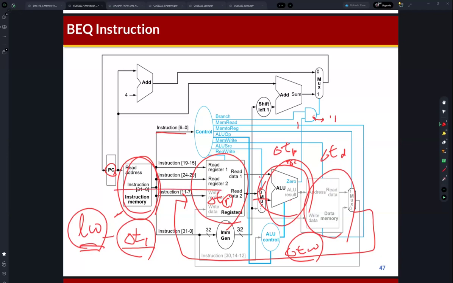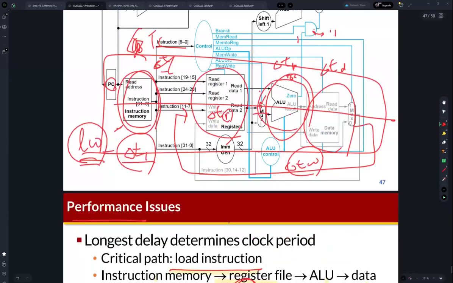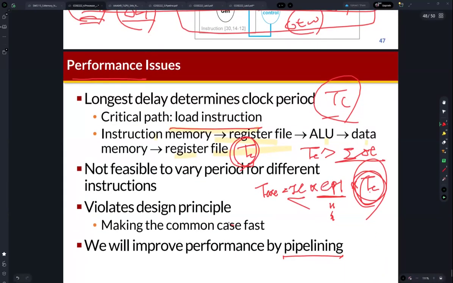So this is the critical path, the slowest delay of this single cycle processor design, and then TC, the clock period of this single cycle processor, has to be greater than the sum of these delays, right? So if the TC is large, then performance will be degraded. So there is a performance issue in this single cycle processor design.